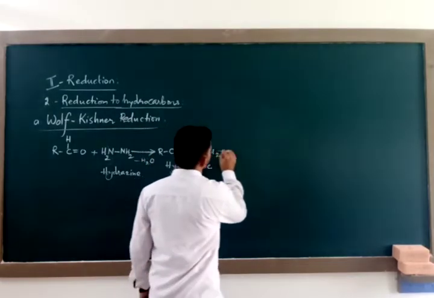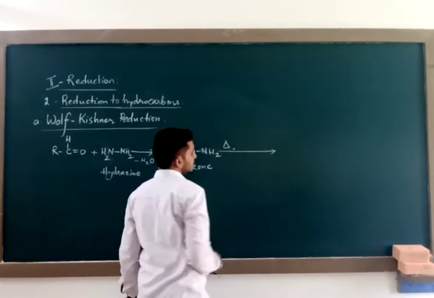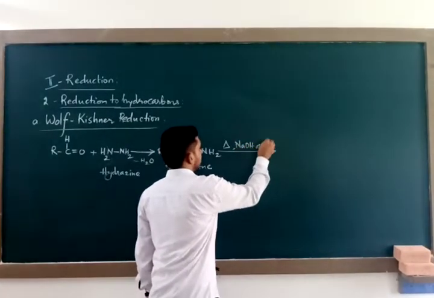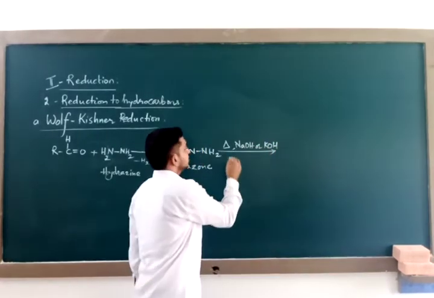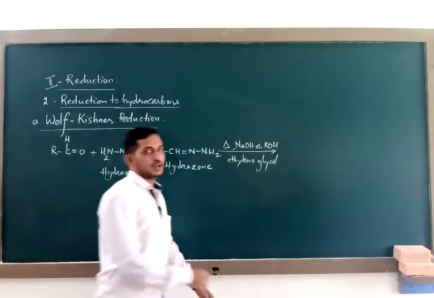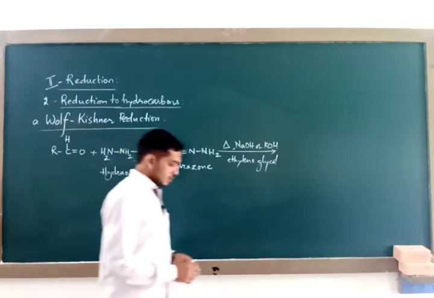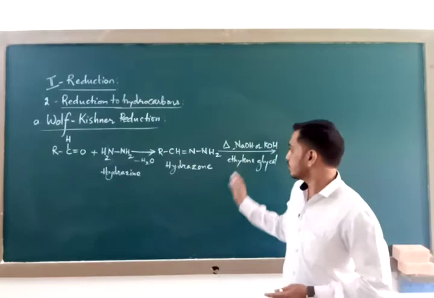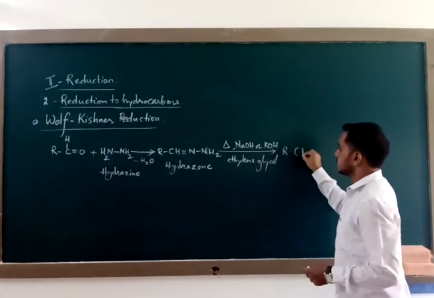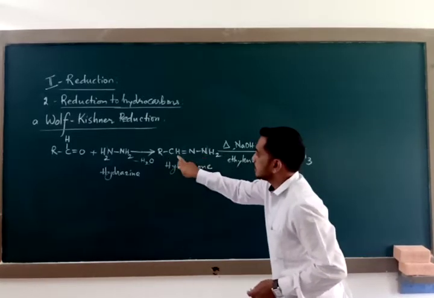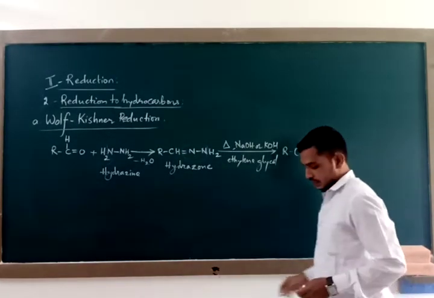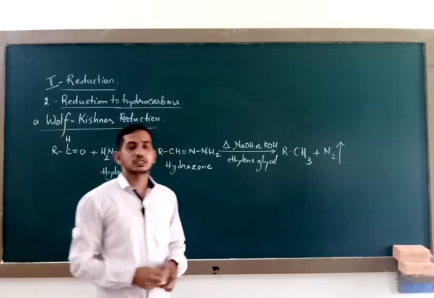Now this hydrazone is heated with a base like either NaOH or KOH, any one among those, in the presence of solvent like ethylene glycol, which is a high boiling solvent. In the presence of ethylene glycol, either NaOH or KOH is chosen for heating. Upon heating, this would go to give you RCH3. See, RCH, add these two hydrogens here, it will become CH3 plus N2. This reduction is called Wolff-Kishner reduction.